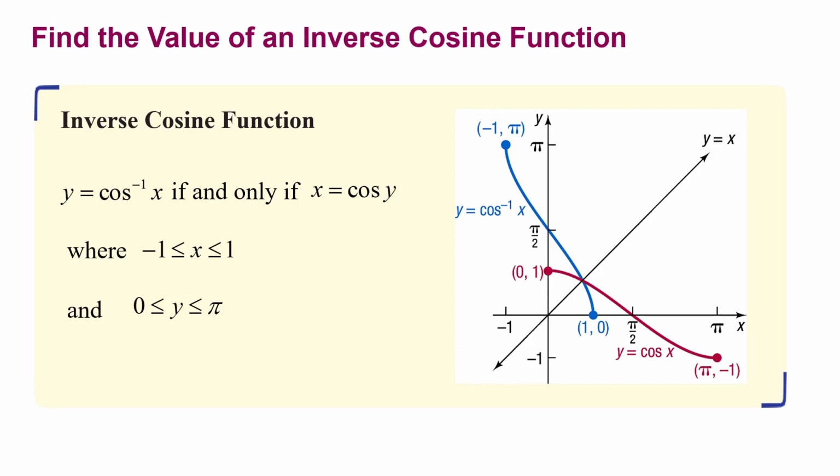In this video, we're going to discuss how to find the value of an inverse cosine function. As a quick reminder, the inverse cosine function is defined as y equals inverse cosine of x if and only if x equals cosine of y, where x is between -1 and 1 inclusive of the endpoints and y is between 0 and pi inclusive.